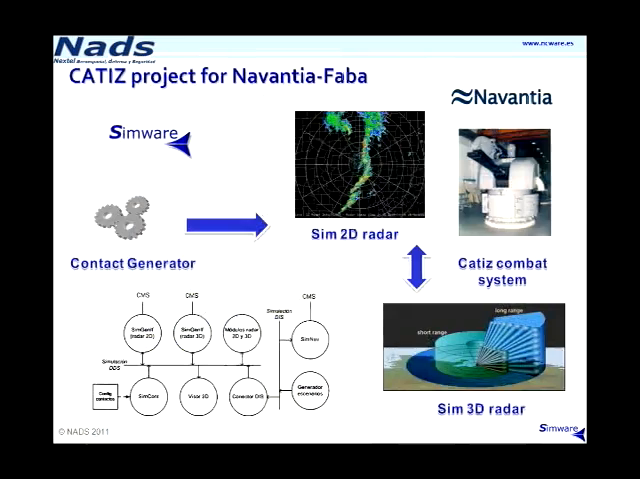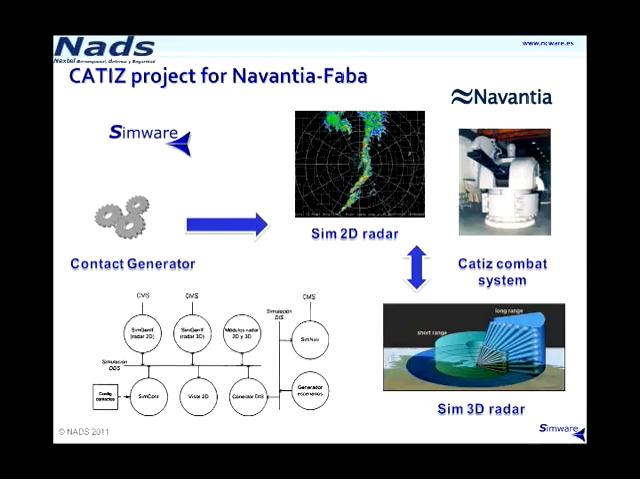CATID demonstrator for Navantia Faba. In this case, the project's main objective was to evaluate the ability of SimWare technology to meet the requirements applicable to simulate the sensors with which the combat system of the CATID program will interact. These sensors have functionality and performance requirements in real time.